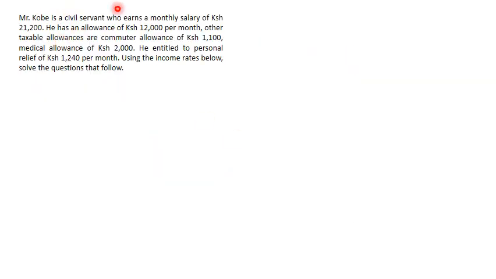A civil servant earns a monthly salary of 21,200. There's an allowance of 12,000. There are other allowances of 1,100 and 2,000. And we're also told the person is entitled to personal relief of 1,240.